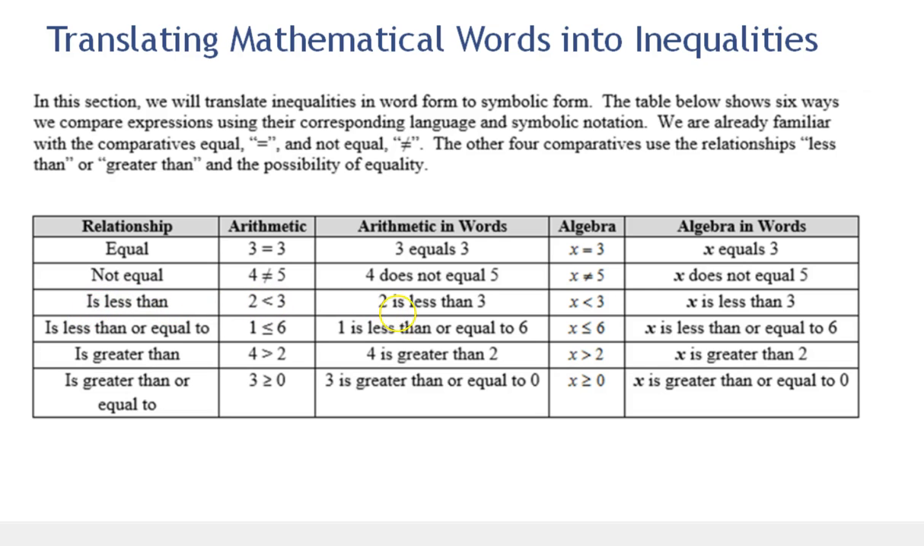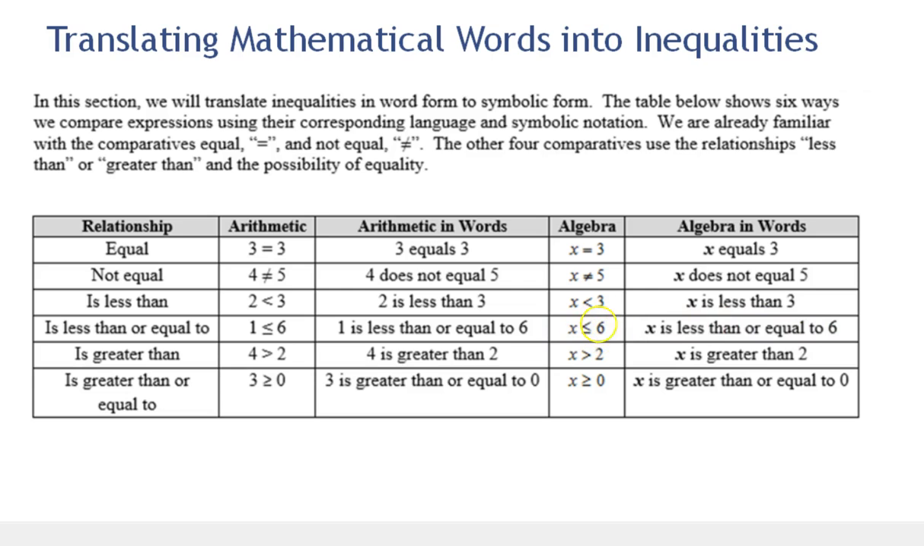So 2 is less than 3. And this means on the number line, 2 is located to the left of 3. In algebraic terms, we may say x is less than 3. We also have is less than or equal to, so 1 is less than or equal to 6, or x is less than or equal to 6.